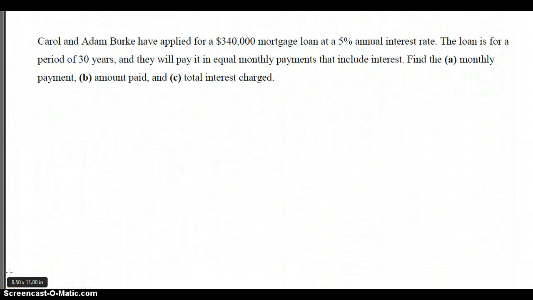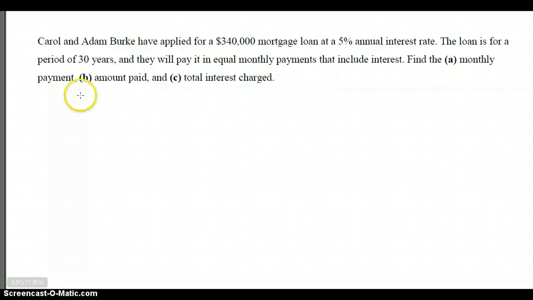In example 2, we still have Carol and Adam Burke. This time they're going to have a $340,000 mortgage loan at a 5% annual interest rate for 30 years. We could do the same steps as we did in example 1 because we need to find the same things: the monthly payment, the amount paid, and the total interest charged. However, I want to show you how to use the more complicated formula to do this.